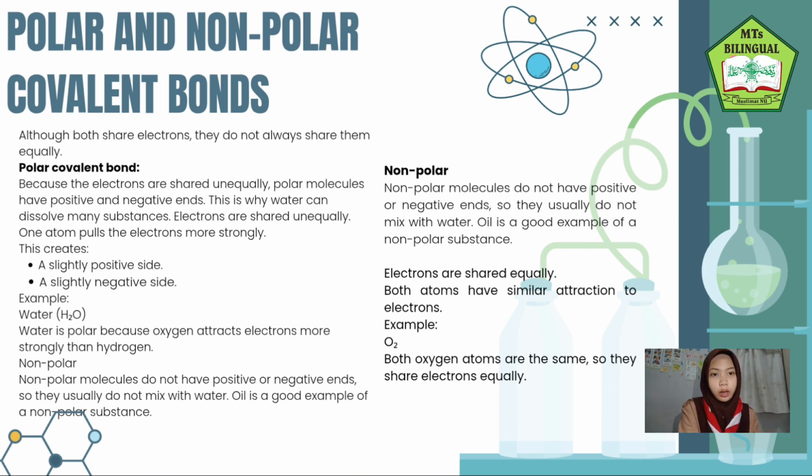Electrons are shared unequally. One atom pulls the electron more strongly. This creates a slightly positive side and a slightly negative side. Example, water, H2O. Water is polar because oxygen attracts electrons more strongly than hydrogen.